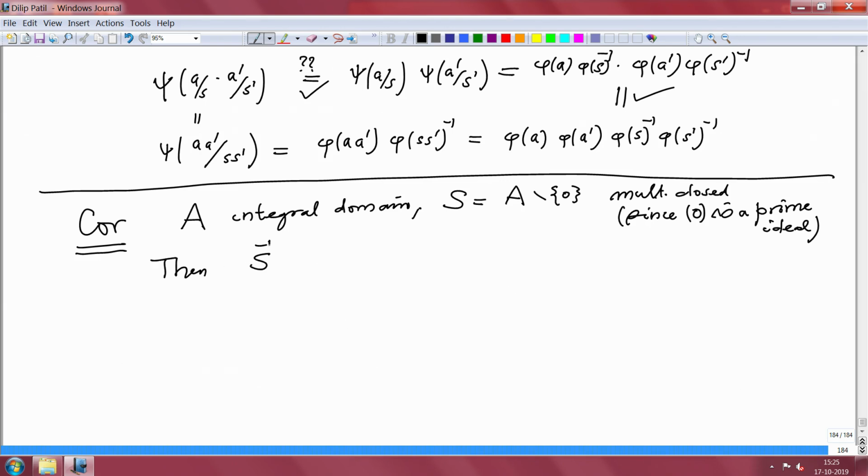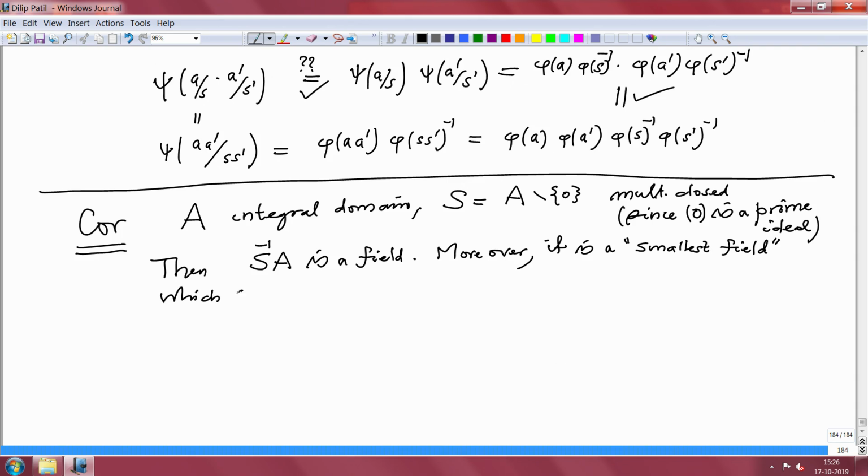S inverse A is a field. Moreover, it is the smallest field which contains A, of course as a subring.